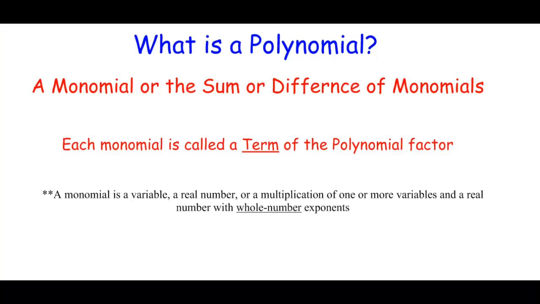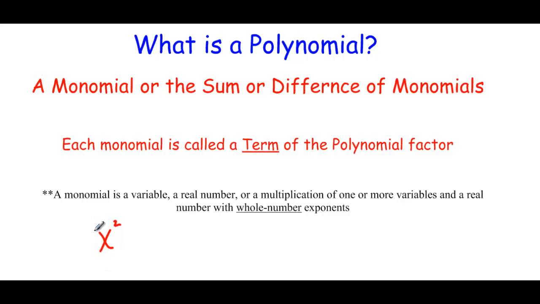So what is a polynomial? Well, first, a polynomial is just a monomial or the sum or difference of monomials, okay? And you guys have been dealing with monomials for a long time. A monomial is just a variable, a real number, or a multiplication of one or more variables and a real number with whole number exponents. That's the important thing, is that we're not going to have any weird exponents. If you remember what a whole number is, it's 0, 1, 2, 3, 4, 5, 6, and so on.